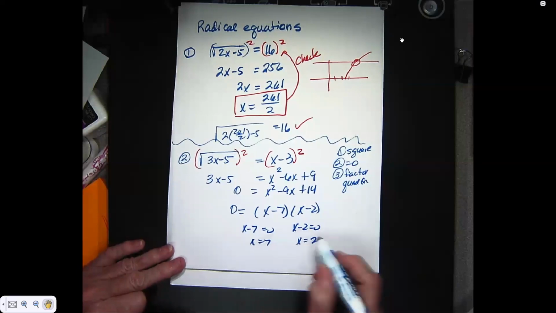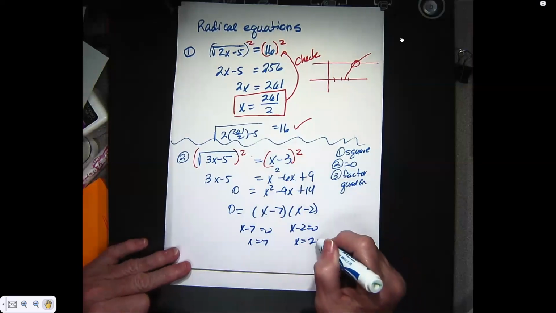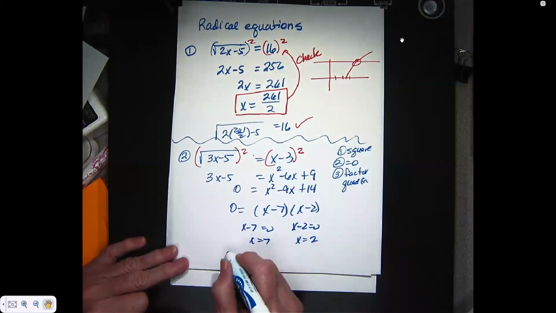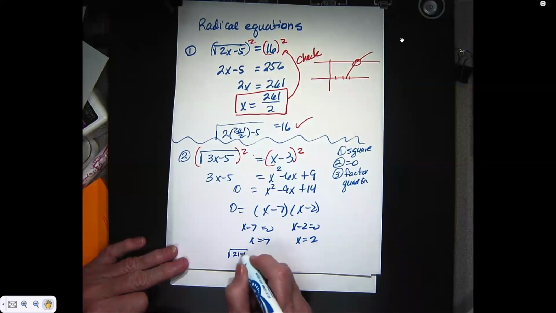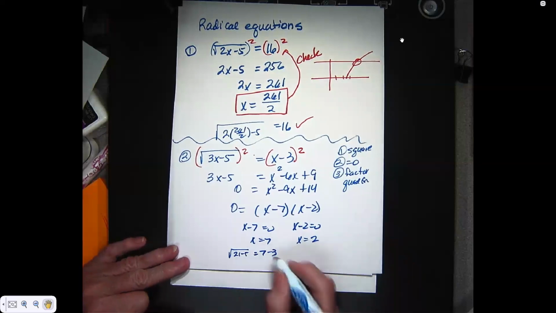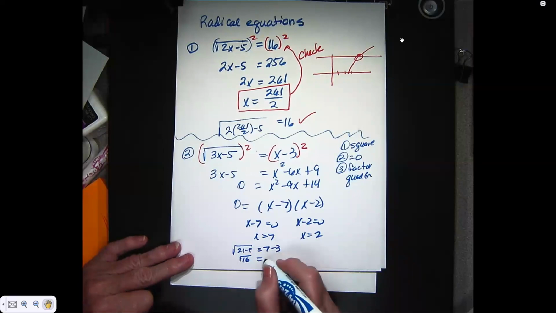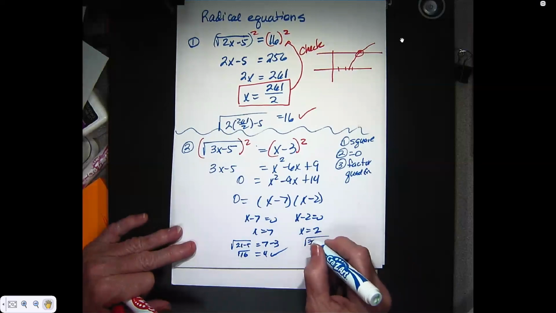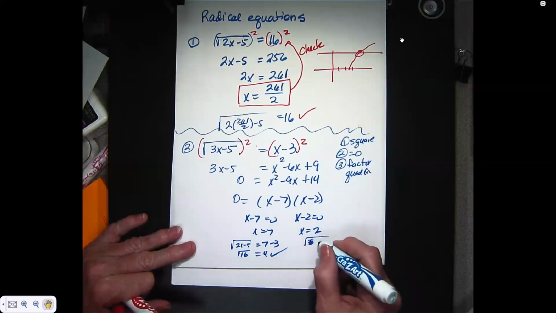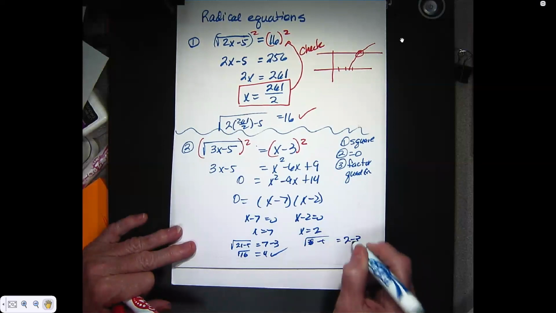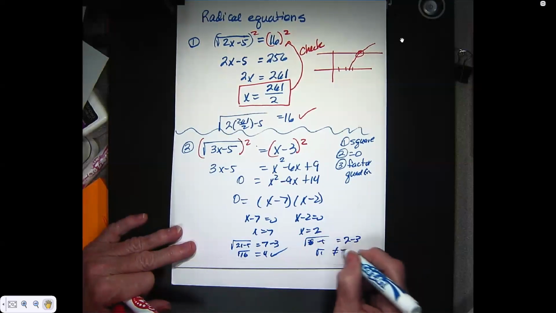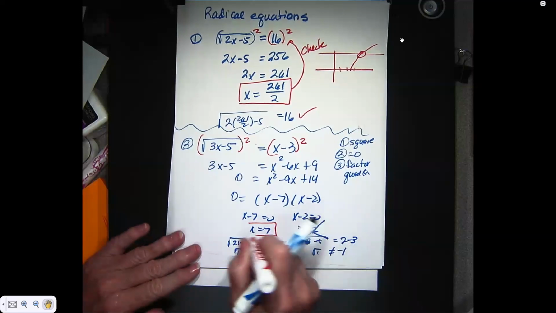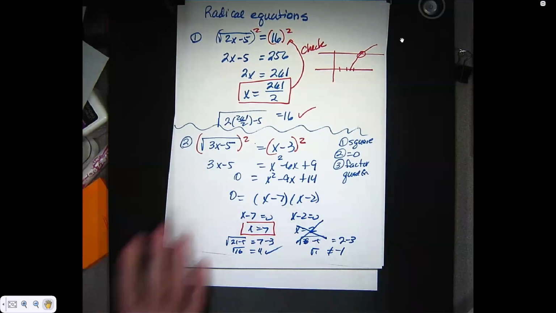So again, go back and check your answer for this. When I substitute in 7, I get the square root of 21 minus 5 is equal to 7 minus 3. So the square root of 16 is equal to 4, which is true. The square root of 3 times 2, which is 6, minus 5 is equal to 2 minus 3. So the square root of 1 does not equal negative 1. So 2 is an extraneous solution for this. So the only thing that you would have for an answer would be 7.